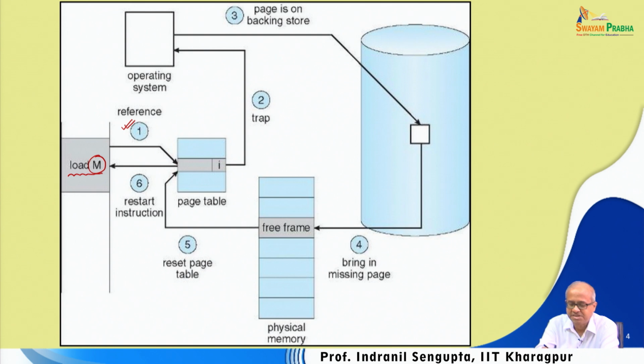It refers to a page table entry. This is the page table. It refers to a page table entry, and it is found that currently the entry is marked as invalid. So, this will be generating the page fault interrupt, which is the trap. This is number 2. When that interrupt is generated, control will be transferred to the operating system.